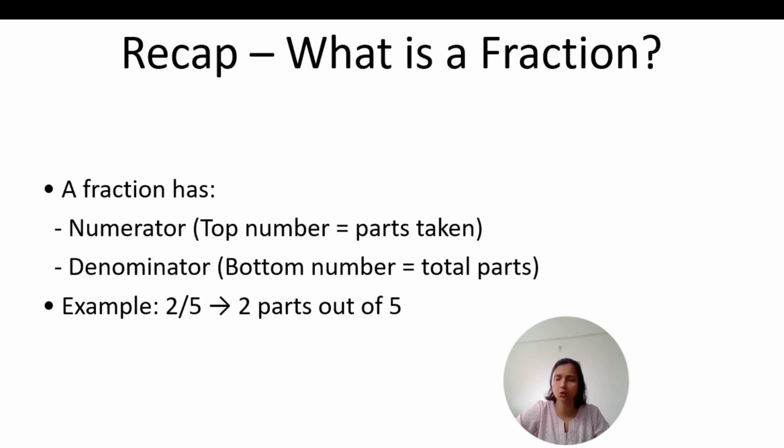So let's start with a quick recap of what a fraction is. A fraction usually represents the part of a whole. A fraction has two parts: the numerator, which talks about the parts taken, and the denominator, which talks about the total parts in the whole. So here 2 is the numerator and 5 is the denominator.